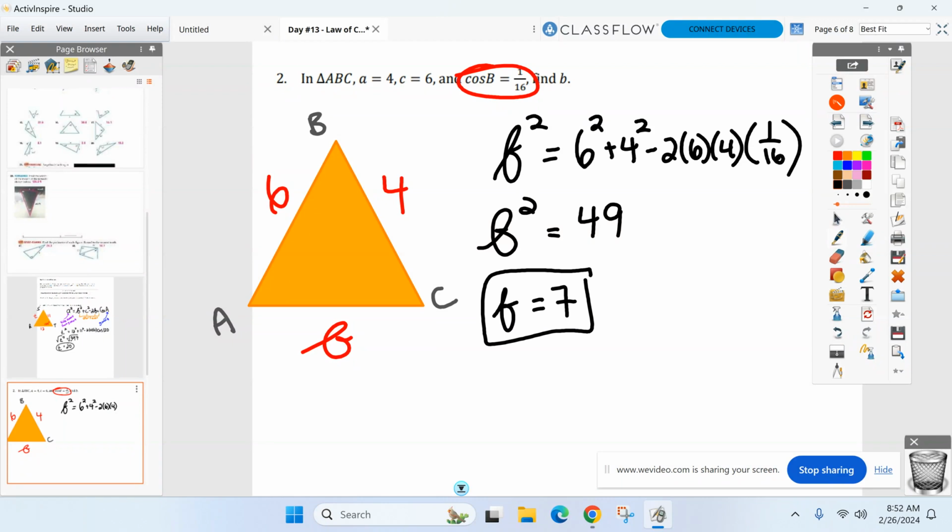So just before we move on, take a quick peek. Difference between this one and number 1. The only time I put cosine with it is if it's an actual angle measure in degrees. If I give you what the cosine ratio is, just plug it in. All right, just plug it in. No cosine needed. It's got to be an actual angle measure.